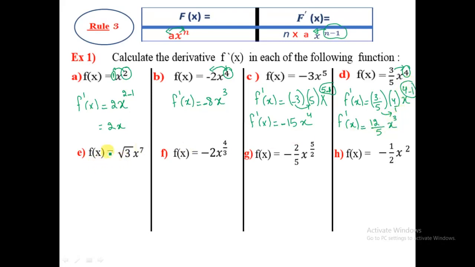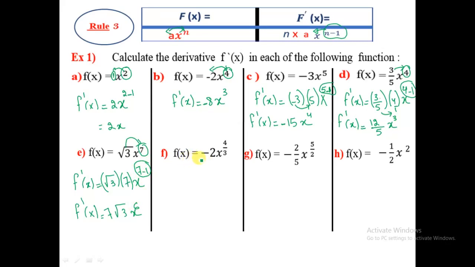In part E, f of x equals radical 3 x to the power 7, then f prime of x is the coefficient, which is radical 3, multiplied by the power, which is 7, multiplied by x, and this power will be reduced by 1. So f prime of x is 7 radical 3 x to the power 7 minus 1, which is 6.